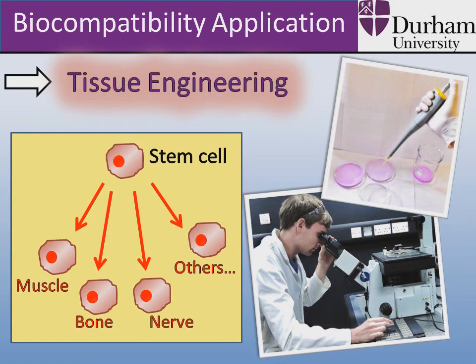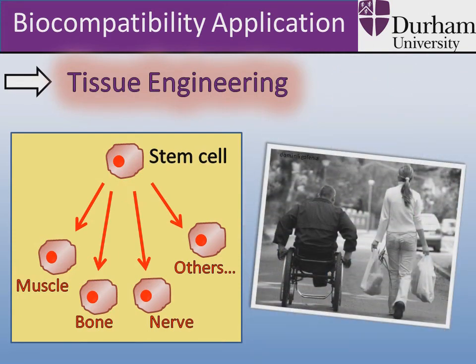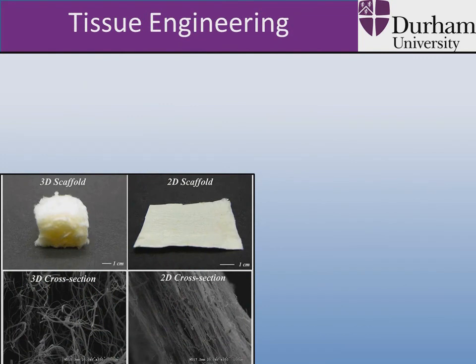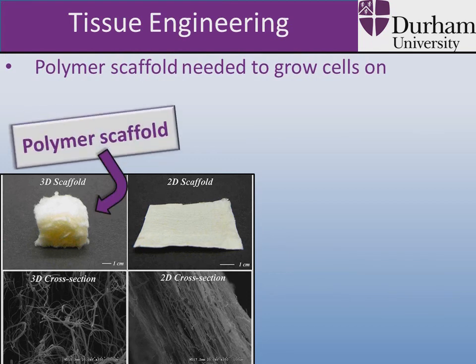This technique can aim to produce life-saving replacement organs, or heal tissue which is damaged and hence drastically decreasing people's quality of life, such as tissue on their spinal cord. Biocompatibility in this field is extremely important, because they need to use a polymer scaffold to grow the cells on to create the new tissue in vitro.